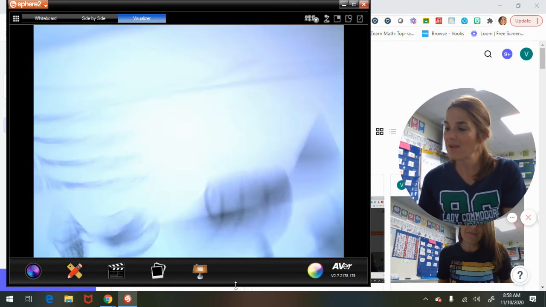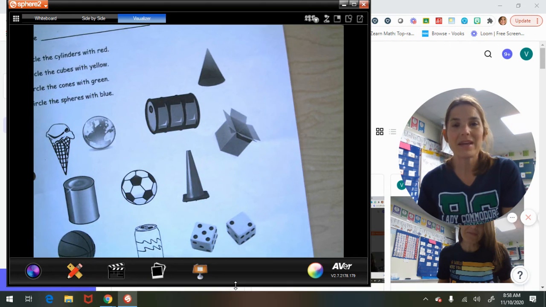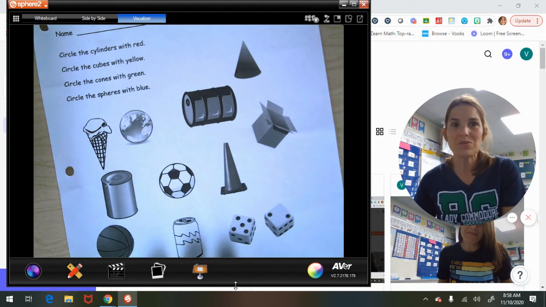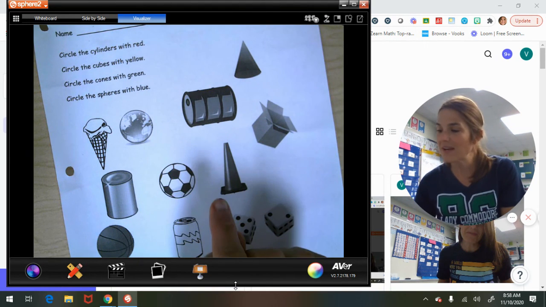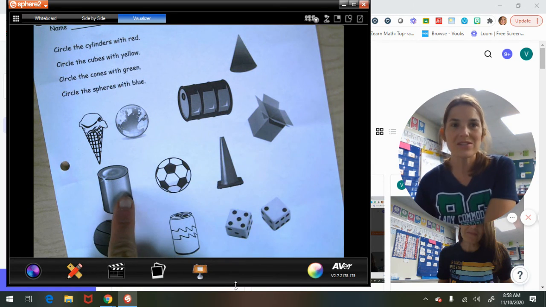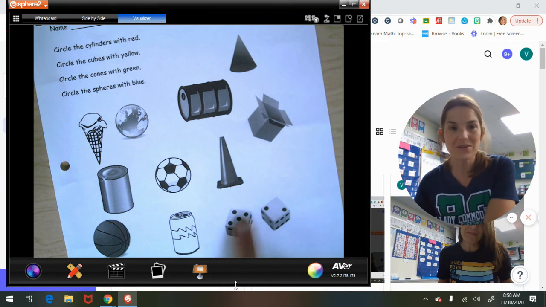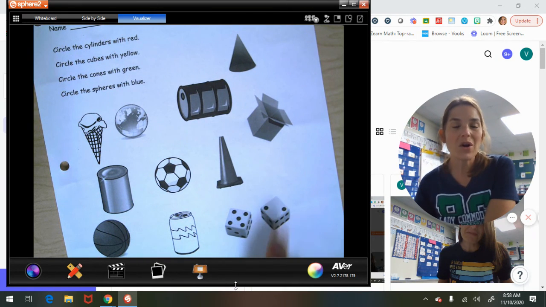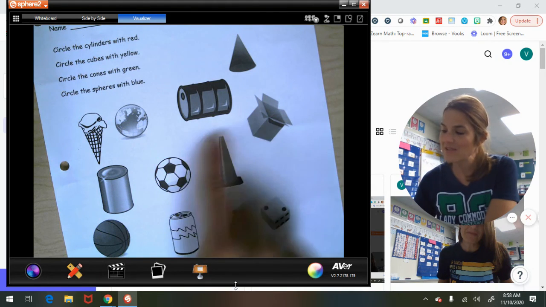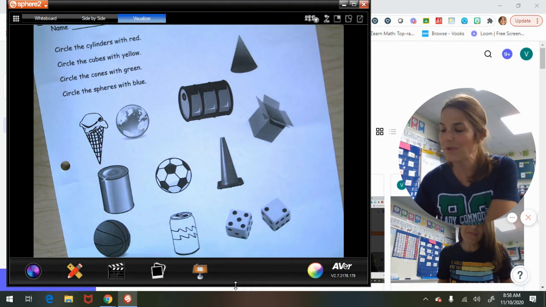And then, if you're able to, you have this piece of paper you can print out, and it wants you to circle the cylinders with red crayon. So you go and find all of the cylinders. Circle the cubes with yellow. So you'd go and find the cubes, circle those yellow. Circle the cones with green. So you'd circle those with a green crayon, and then circle the spheres with blue.